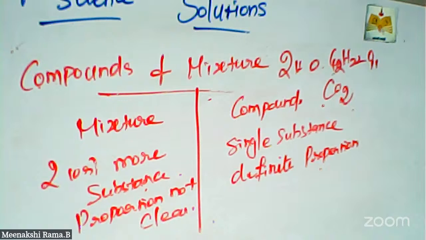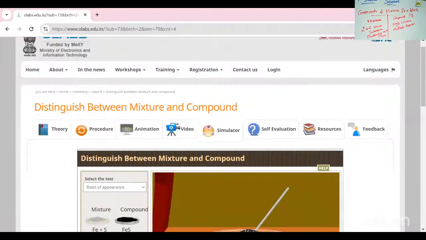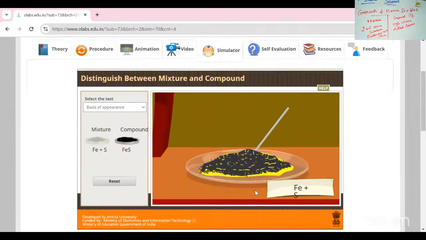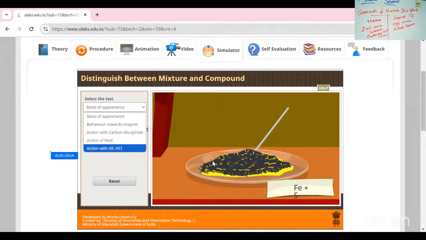The simulation for compound and mixture. Yes, with the help of the simulation, we can get a clear idea about the mixture and the compound. So what are the components? One is mixture, another one is compound. What are the properties? On the basis of appearance, behavior towards a magnet, action with carbon disulfide, action of heat, and action with dilute hydrogen chloride.